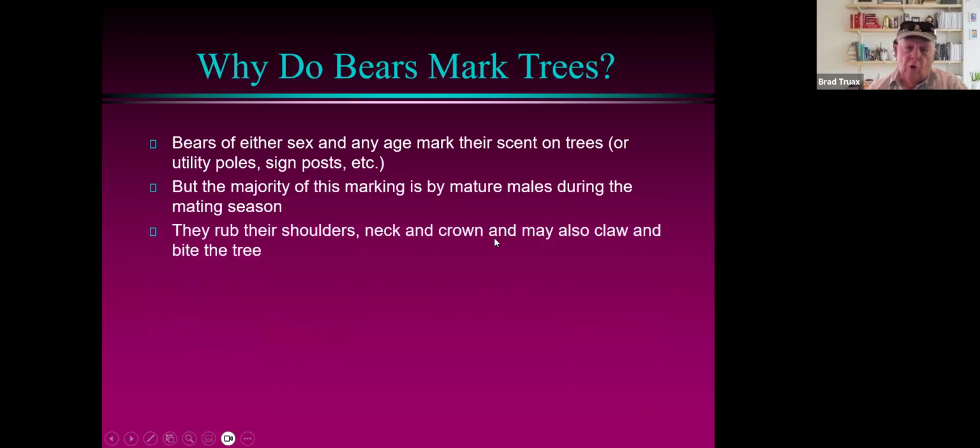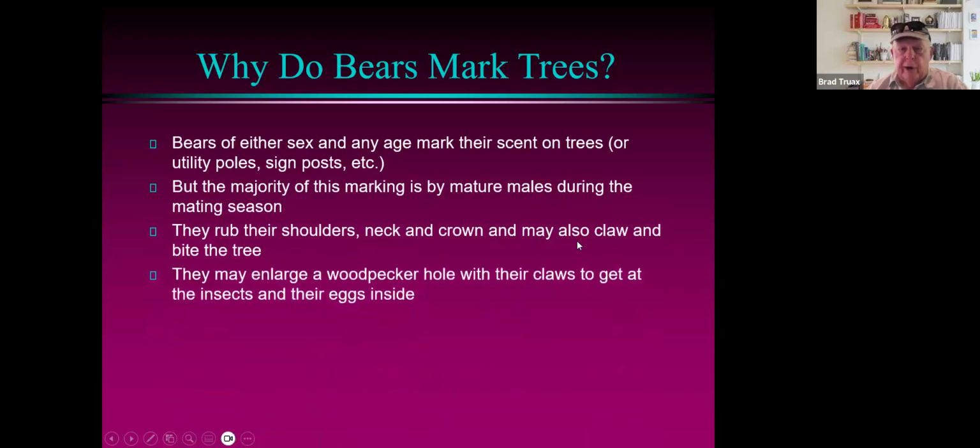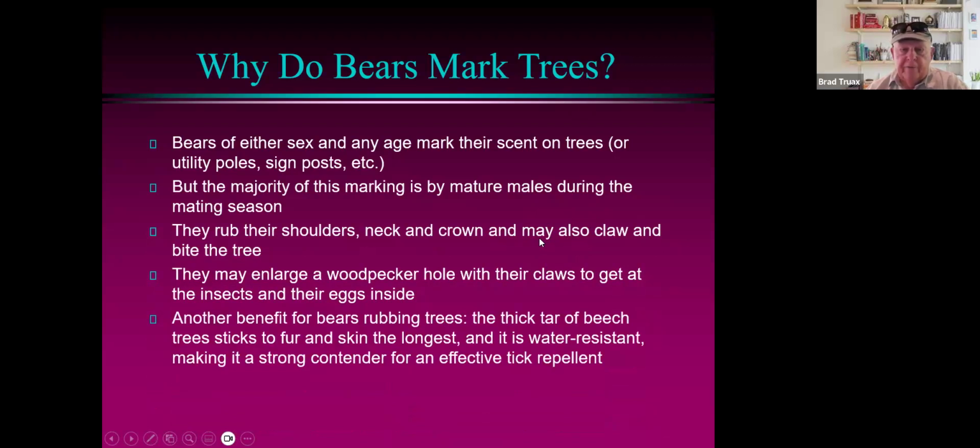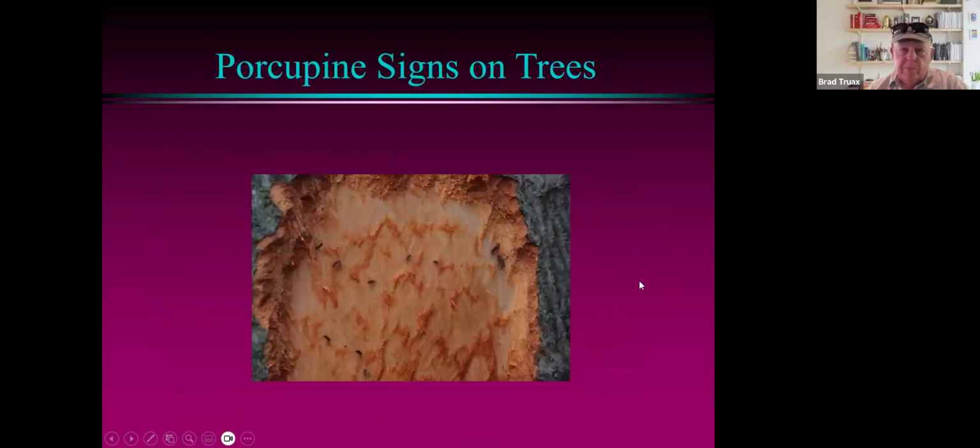The bears rub their shoulders or their neck or their crown. They may also claw and bite at the tree. And sometimes they'll enlarge a woodpecker hole with their claws to get at the insects and eggs that might be inside the tree. And another benefit of bears rubbing trees, the thick tar of beech trees in particular sticks to their fur and to their skin for the longest period. And that tar happens to be water resistant, and it makes a possible tick repellent for the bears.